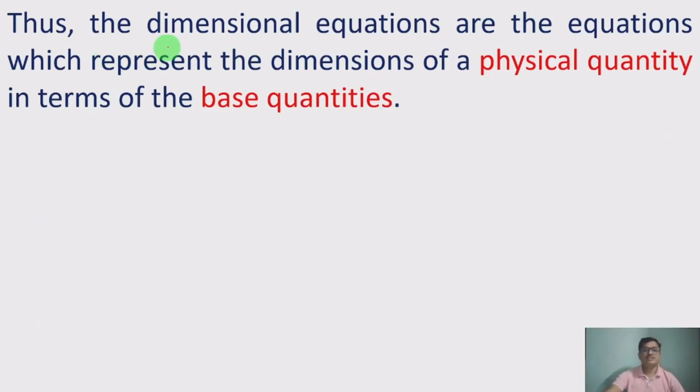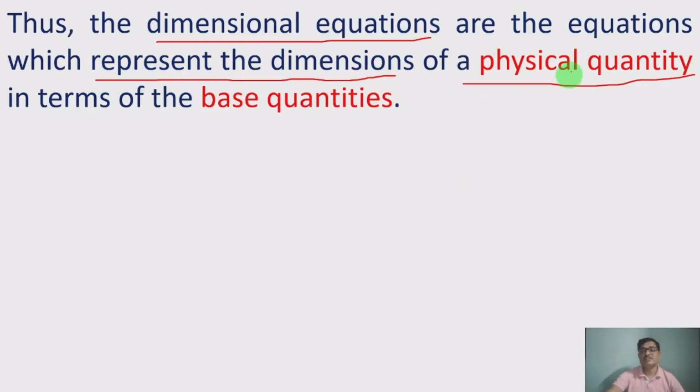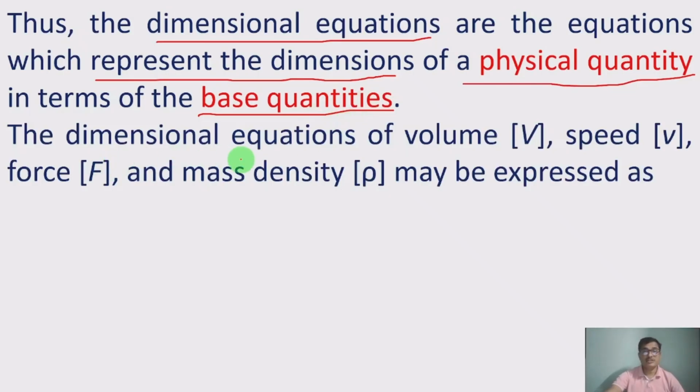Further moving, thus the dimensional equations are equations which represent dimensions of a physical quantity in terms of base quantities. Whatever dimensions we use for the representation of the dimensions of a physical quantity, those will be in terms of the base quantities. The dimensional equations of volume V, speed v, force F and mass density rho may be expressed. Again, we will express the dimensional equations here.